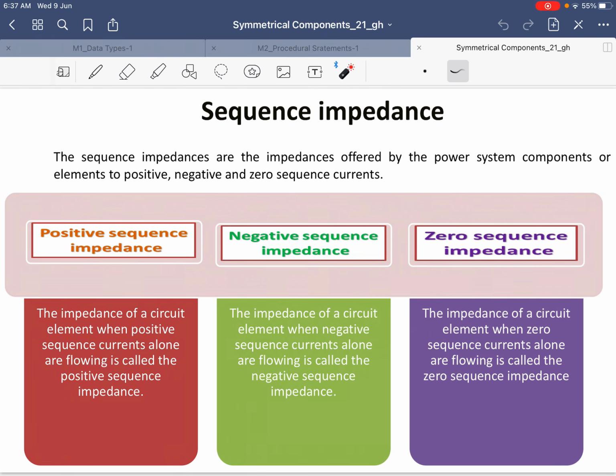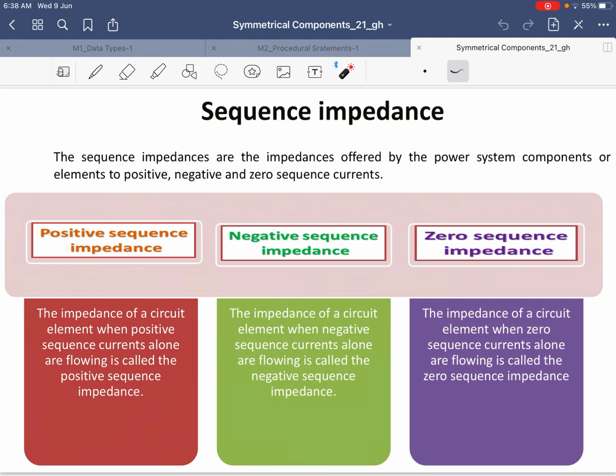Sequence impedance and sequence networks. In any part of the circuit, the voltage drop caused by the current of a certain sequence depends on the impedance of that part of the circuit to current of that sequence. It means if the positive sequence current is flowing in the network, then the impedance offered by that particular circuit is called the positive sequence impedance.